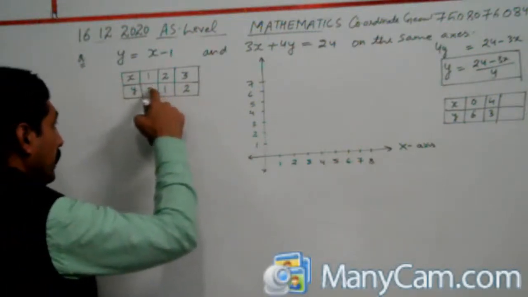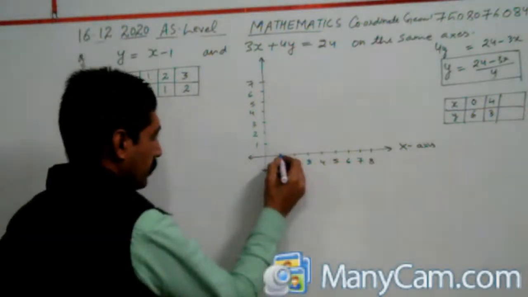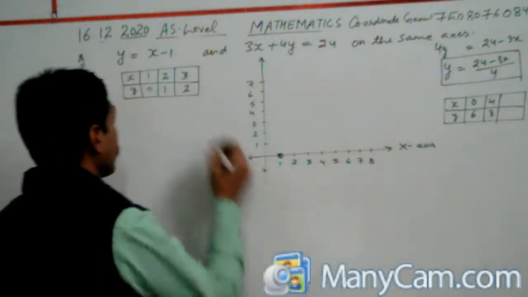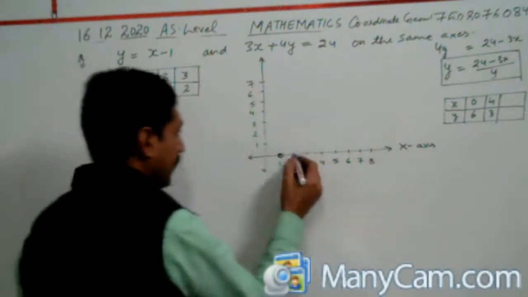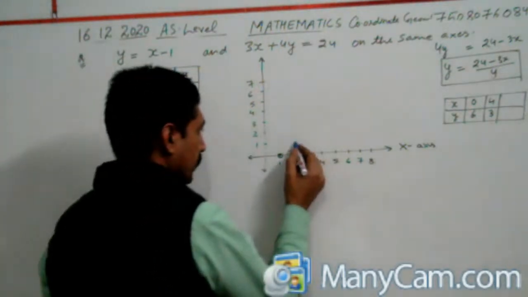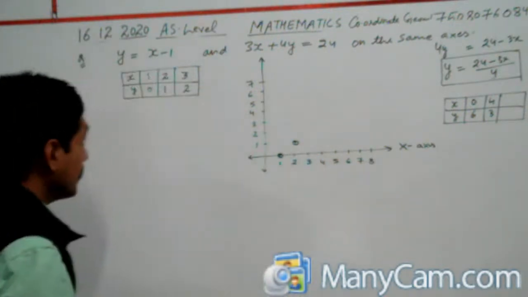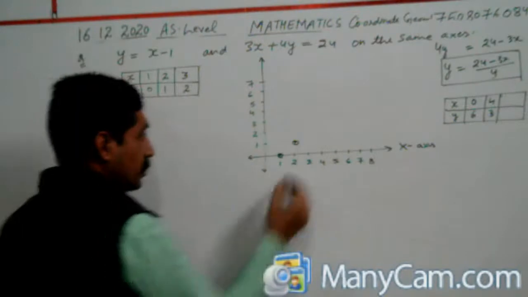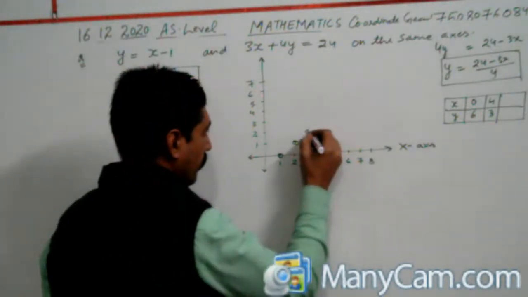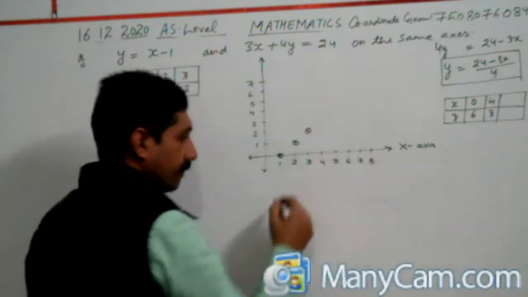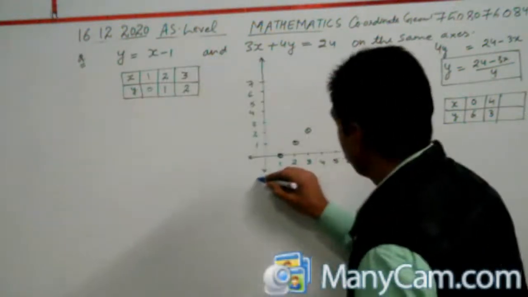X is 1, y is 0. This point here: x is 2, y is 1. And x is 3, y is 2. This is the graph, and with the help of a scale, we can plot it.